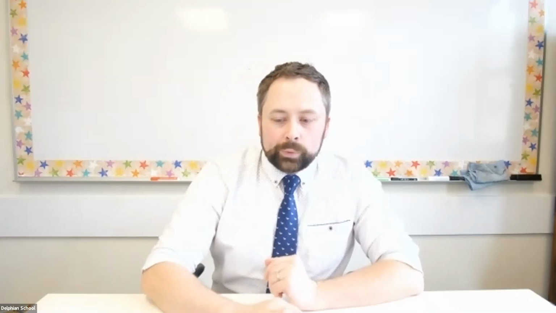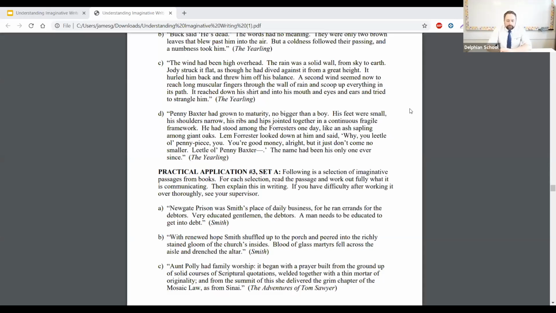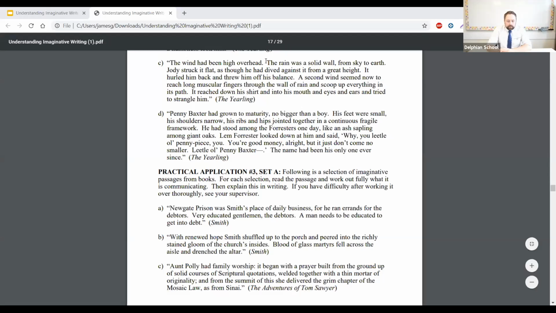But when they say that the wind reached its fingers and all that, what type of imaginative writing is that? Let's take another look at that part. Right here, the rain was a solid wall from sky to earth. So that is a metaphor. It's just straight up saying that the rain was a wall. It's not really, but that makes us use our imagination. It's describing it in a way that tells us how much rain there was, how strong it was, etc.